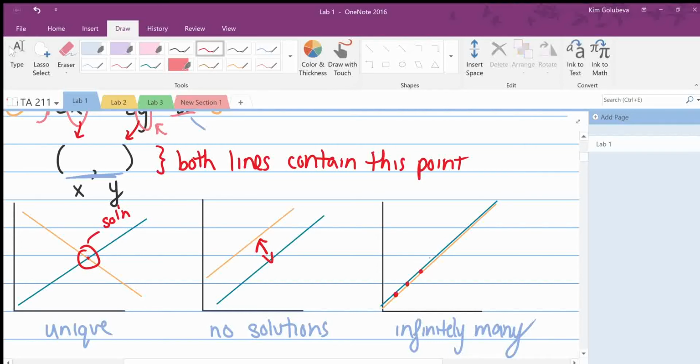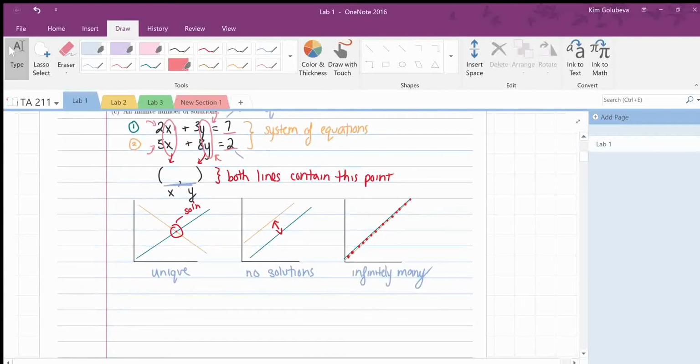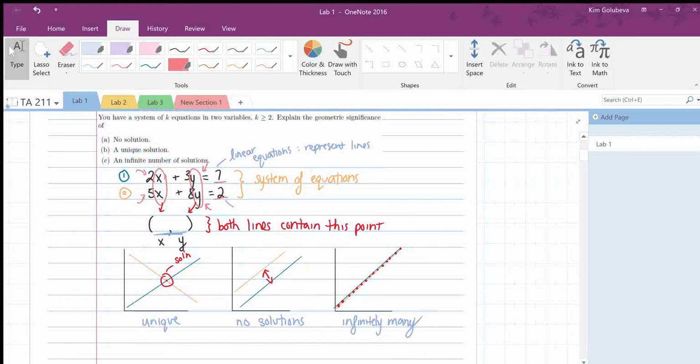If you take a look at this, every single point on these lines is an intersection point because they are the same line. So that's what it means to have infinitely many solutions. Just to recap, the geometric significance of a unique solution means that there's one intersection point between the lines, no solutions means that there's no intersection points between the lines, and infinitely many solutions means that it's the same line.